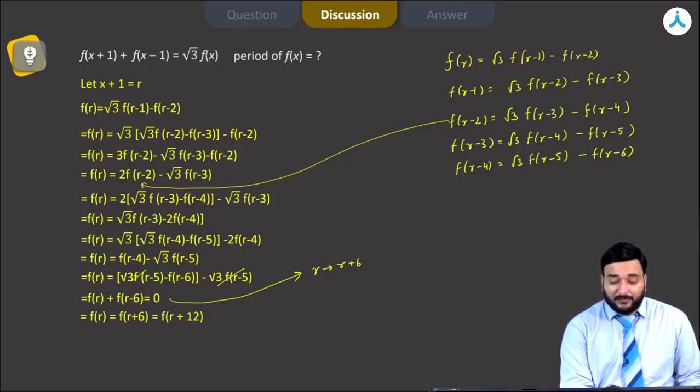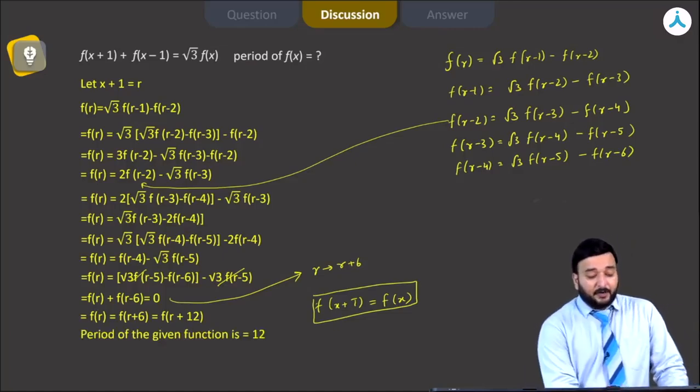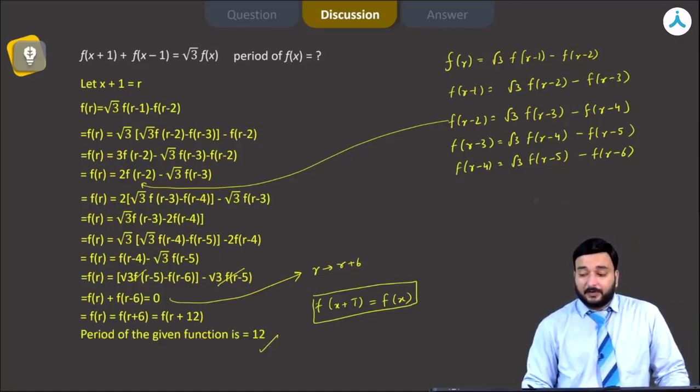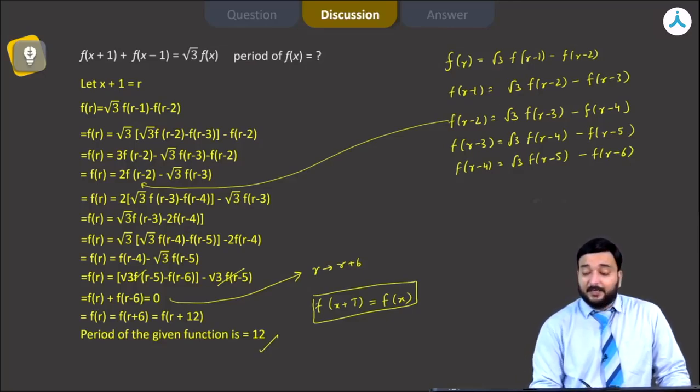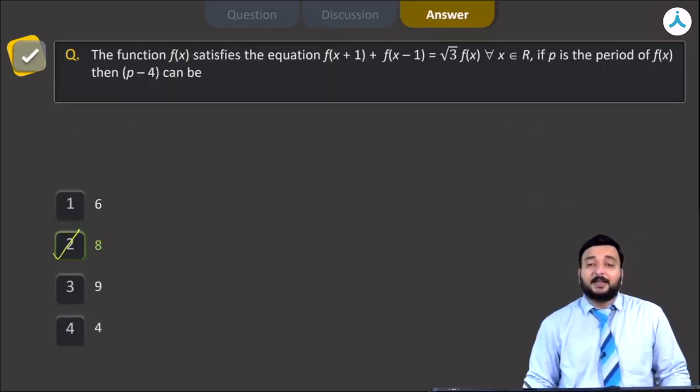So if we see from here, the period is defined as f(x+T) = f(x). So here T is the period of the function. Therefore the period of the function will become equal to 12. Now they are asking us to find the value of 12 - 4, that will come out to be equal to 8. Therefore the second option should be the correct one.